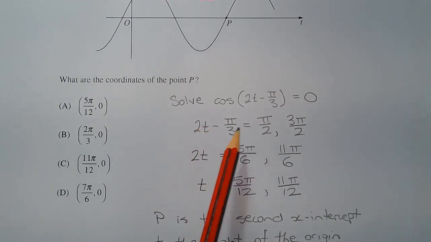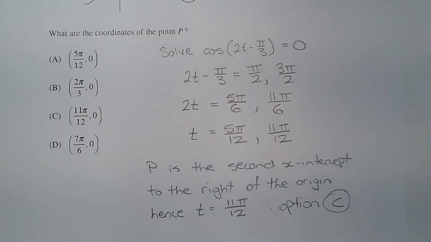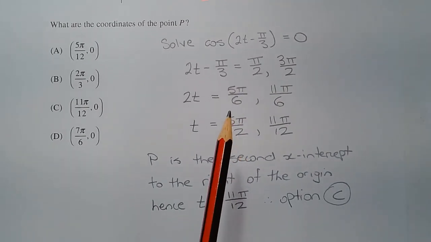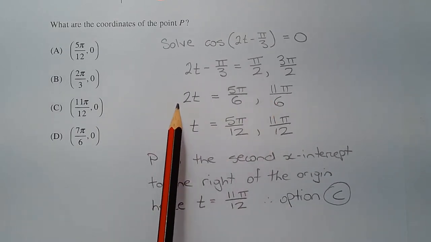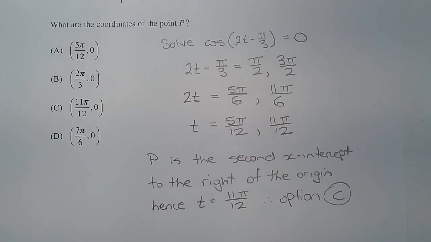Adding pi over 3 to both sides of the equation, we have 2t is equal to 5 pi over 6, or 11 pi over 6. Dividing both sides of the equation by 2, we get t is equal to 5 pi over 12, or 11 pi over 12. Now P is the second x-intercept to the right of the origin, hence t equals 11 pi over 12, therefore the answer is option C.